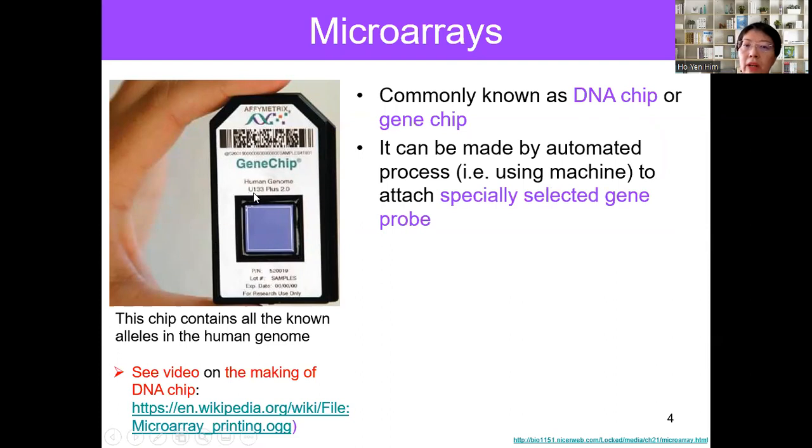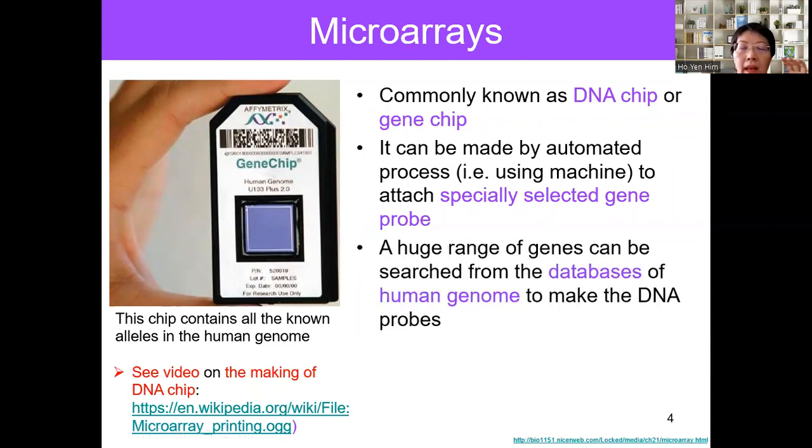This microarray can be made by an automated process, that means using a machine. We can tell the machine, I want to make a microarray and I want these DNA probes to be included in the tiny little spots in the microarray. Every spot has a different gene probe or DNA probe. So I can design it and instruct the machine to make this microarray.